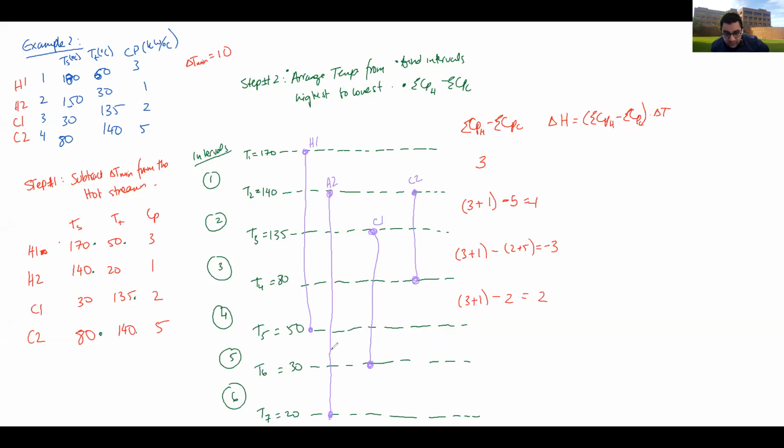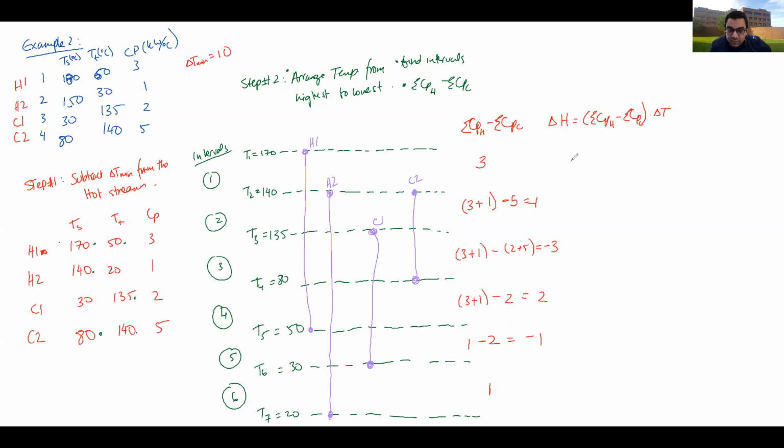Let's look at this interval. I have one hot stream, which is 1, minus one cold stream, which is 2. So this is minus 1. And finally here, I only have one hot stream with a CP of 1. Okay, so these are the values I have. Now let's calculate the delta H.